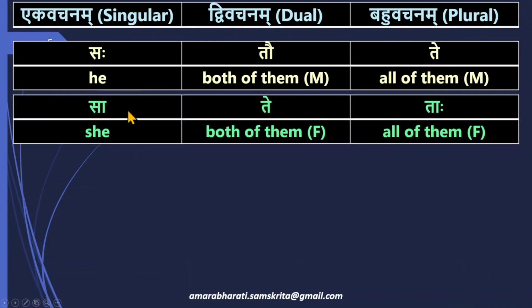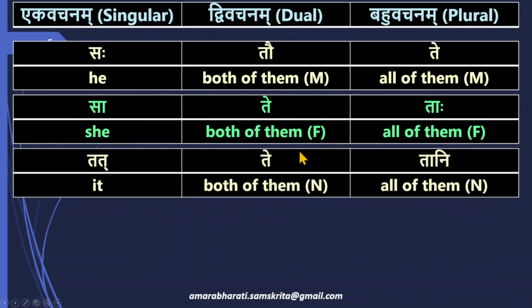Next one, sa te taha. Sa is she, te is both of them in feminine and taha is all of them in feminine. Next one, tat te tani. Tat is it, a neuter word. Te is both of them in neuter and tani is all of them in neuter.